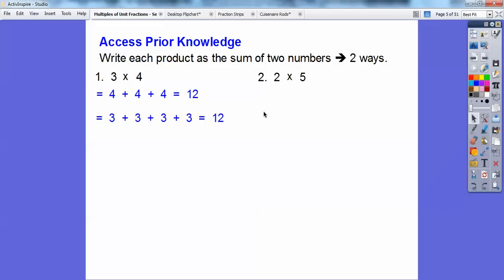Okay, now you've got the hang of it, so do that with 2 times 5. It could be 5 plus 5. What's 5 plus 5? Well, that's 10. Or it also could be 2 plus 2 plus 2 plus 2 plus 2. Is that 5 times? I think it is. Yeah, so you get 10 both ways right there. So we're going to do this with unit fractions.